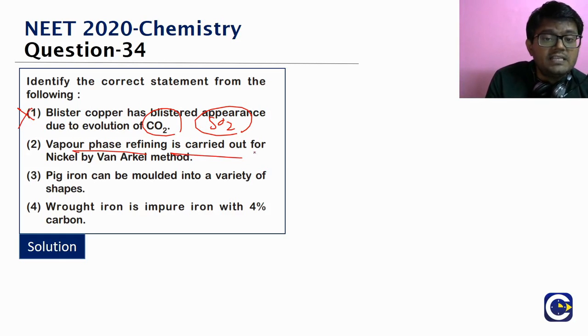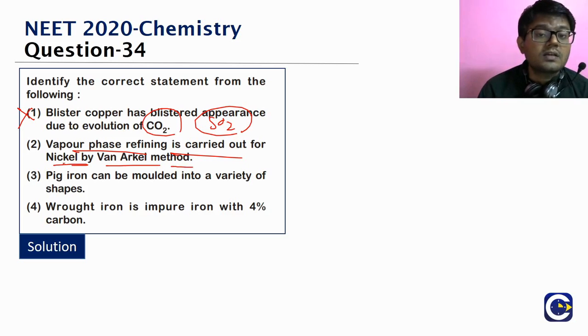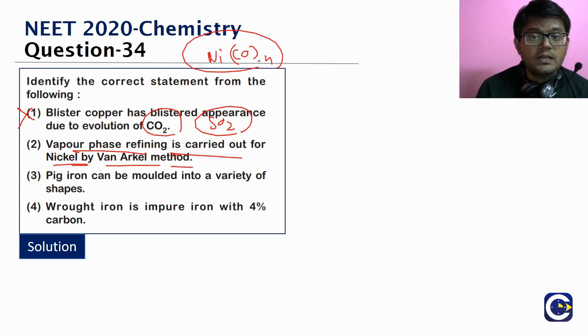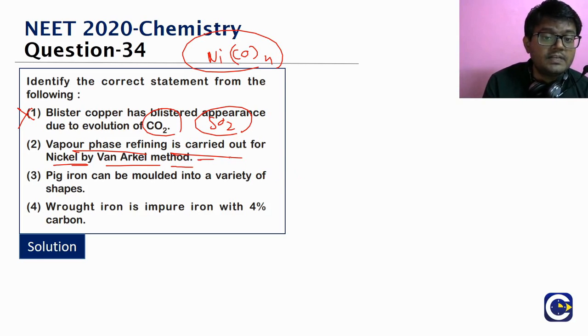Statement 2 is: vapor phase refining is carried out for nickel by the Van Arkel method. No, nickel is Mond's process, where we form nickel tetracarbonyl. When CO is passed over nickel, we get nickel tetracarbonyl. That is Mond's process. The Van Arkel method is for titanium. So this is also not correct.